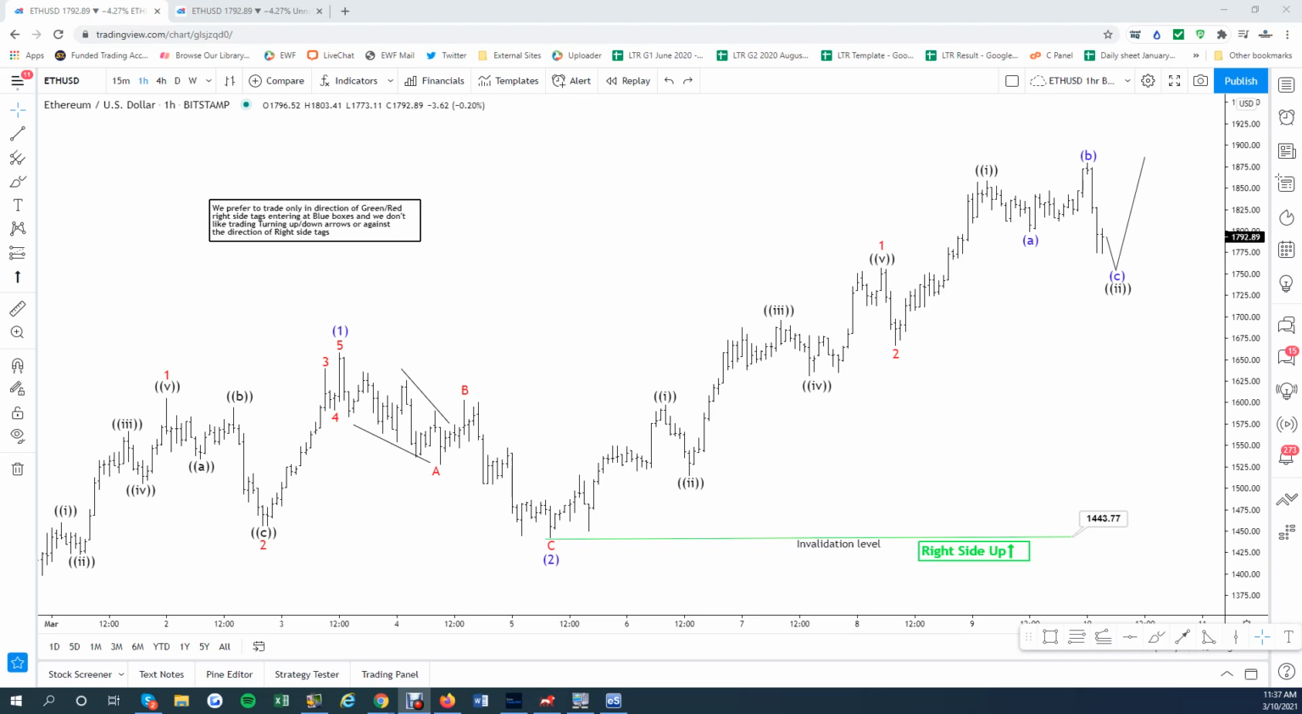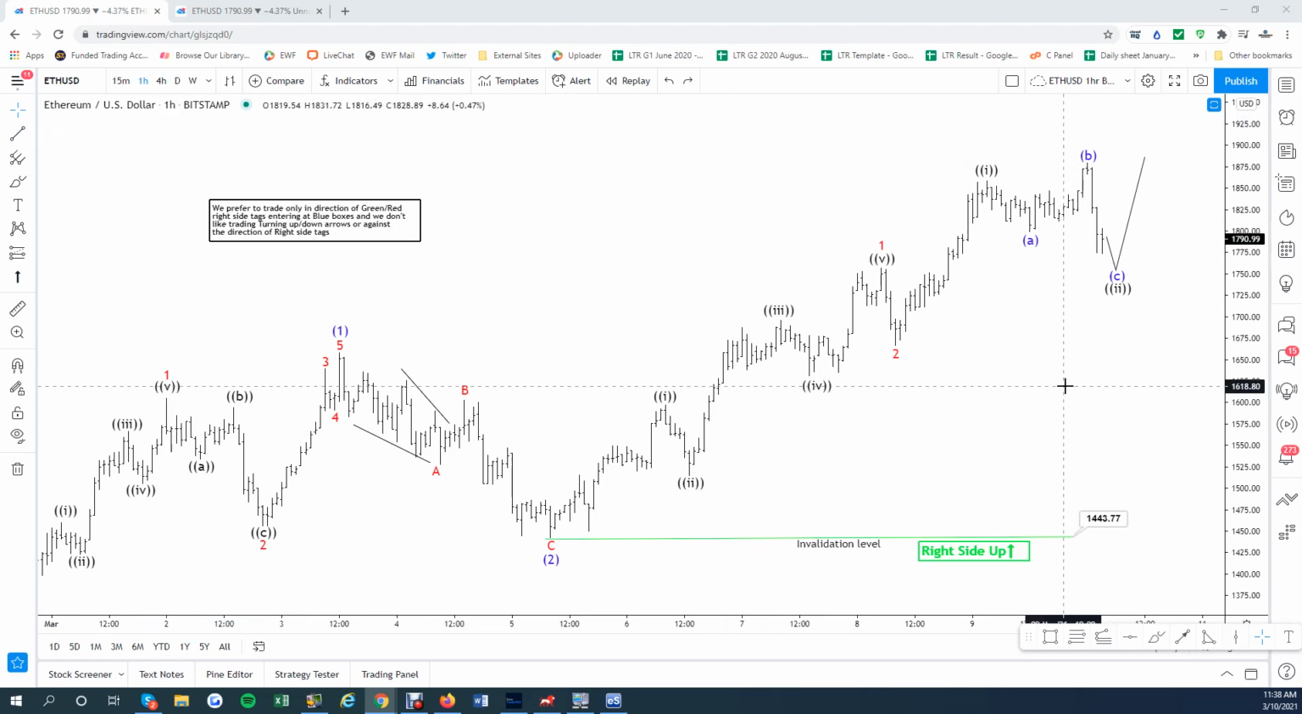This is Henry. Today is March the 10th on Wednesday. The time is around 4 a.m. GMT. Today we are going to look at Ethereum. This is the 1 hour chart.